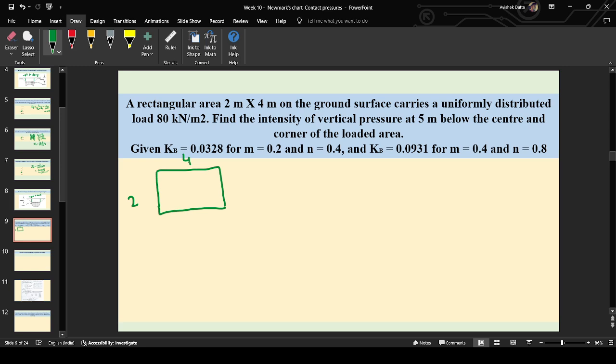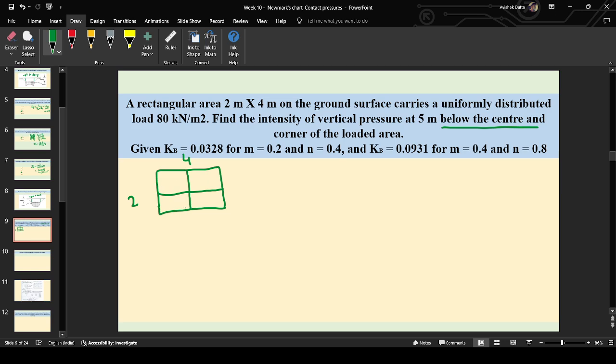Okay. In the first scenario, you're asked to find out below the center. So using this ratio of m and n, m equals a by z and n equals b by z. So a means one dimension and b means the other dimension. Okay, I'll just write ab later. So in the first case scenario, you have to find out below the center. So using m and n in this case, I can find out loading at the corner of any rectangular area.